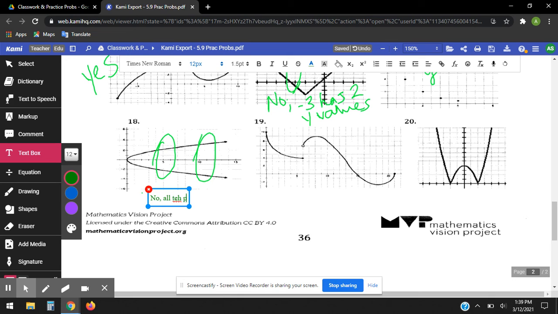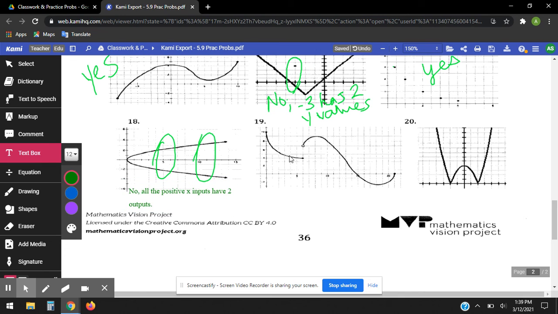All the positive x values, inputs, have 2 outputs. Right? Every time on here, even through the 0, they all have 2.